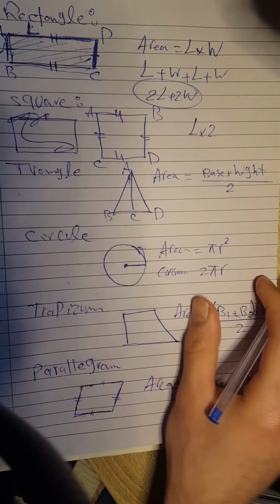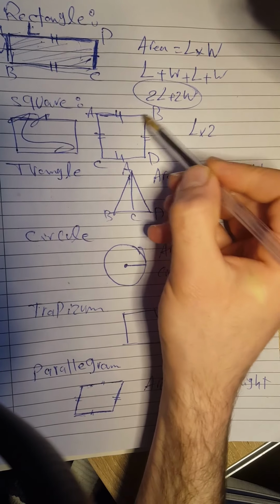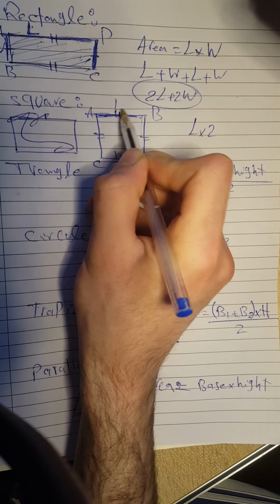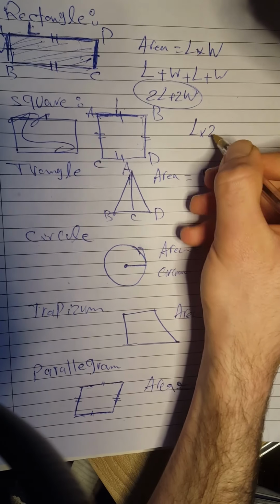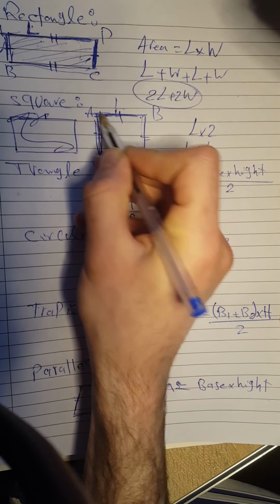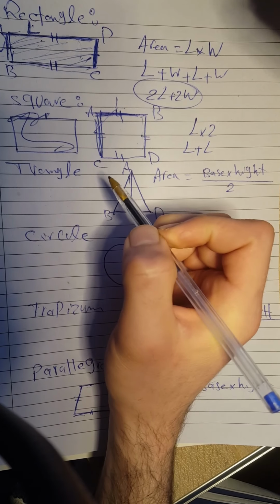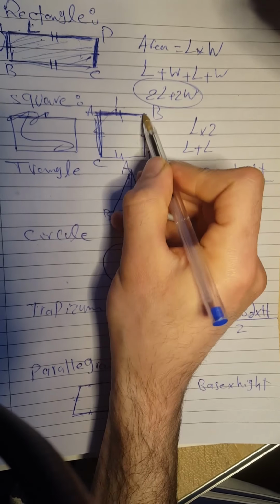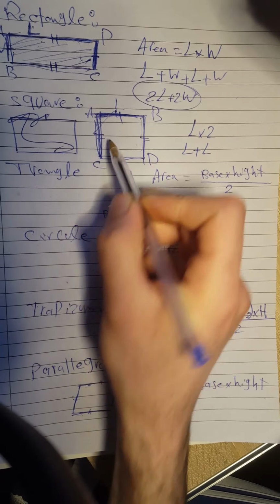Now the area of the square: all 4 sides are equal. So one of them, for example L, multiplied by L, that will give me the area of the square. For the circumference, I add this one plus this one plus this one plus this one, and I get the circumference.